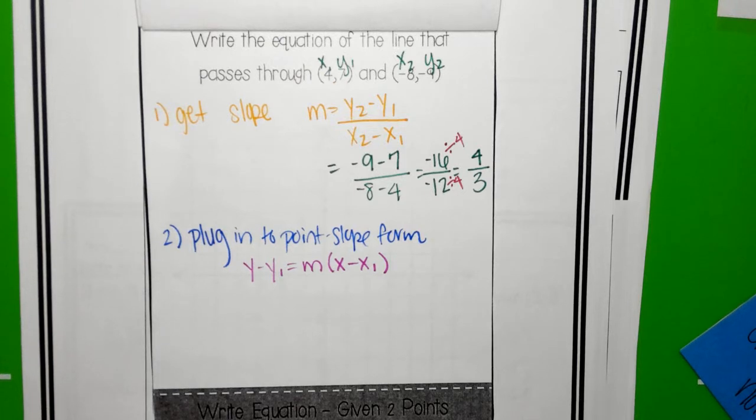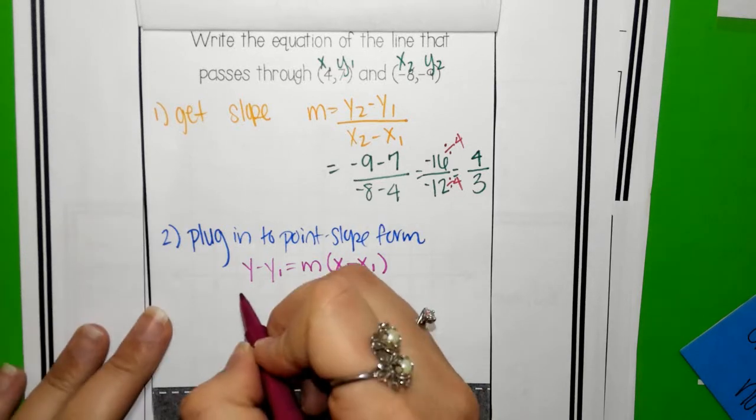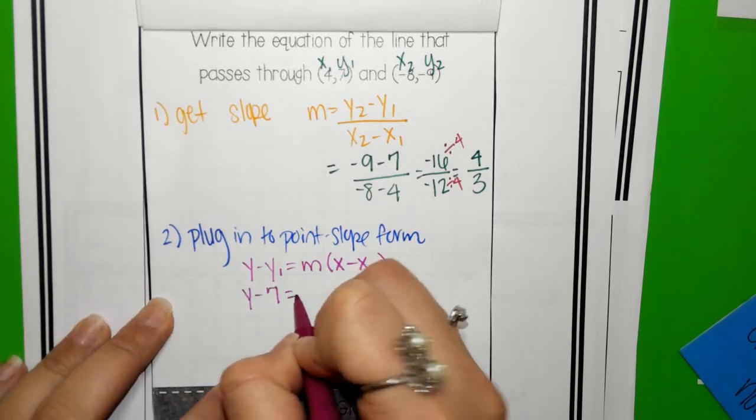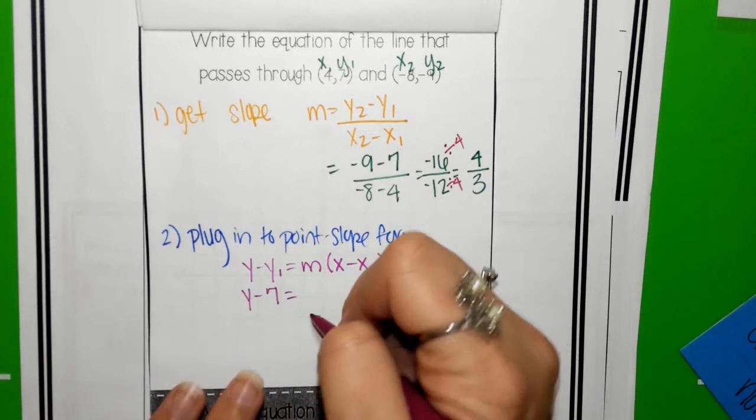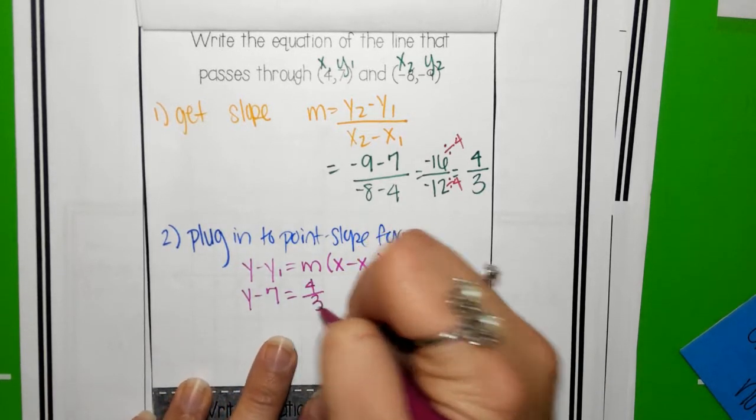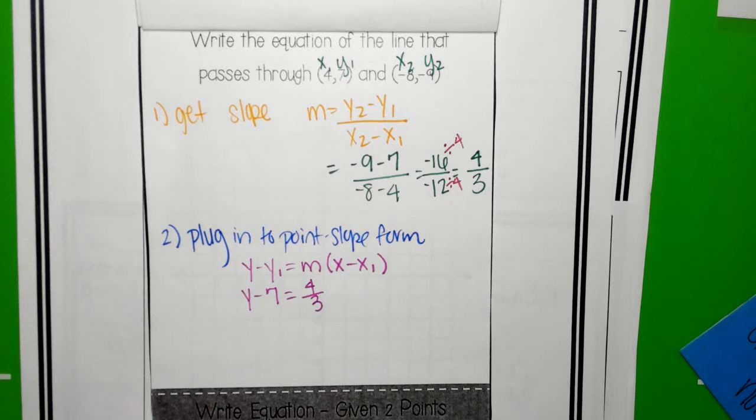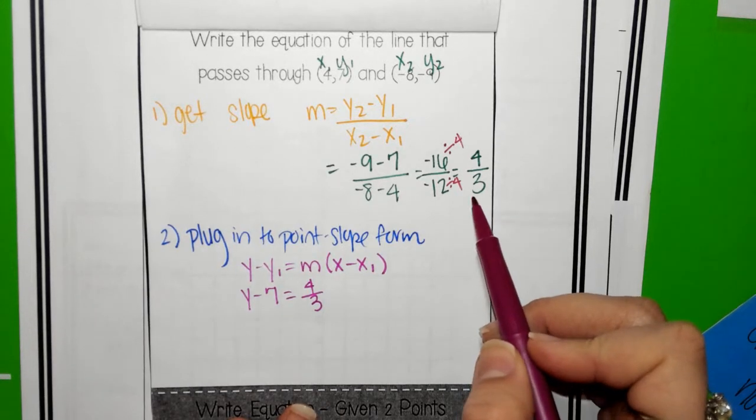Alright, what's our y1? So are we going to write -7 or +7? -7. So y minus 7 equals 4/3. Wait, stop. Pump the brakes. Does everybody see where we got 4/3 from? Are you sure? We got 4/3 from when we found our slope.